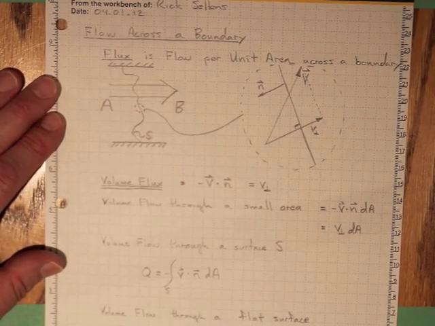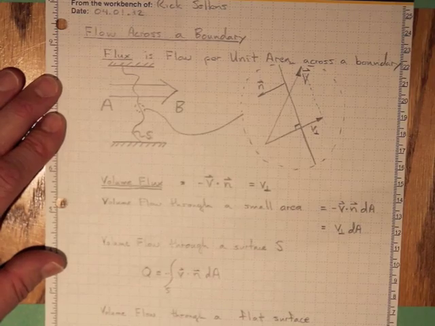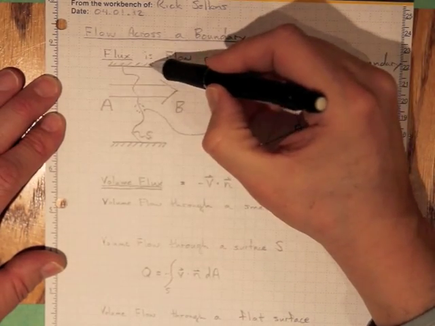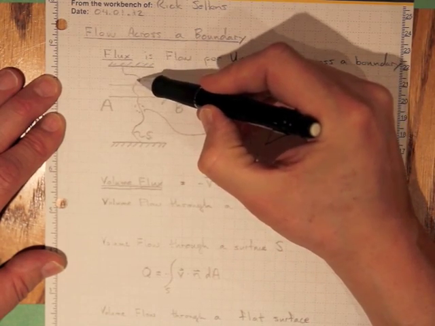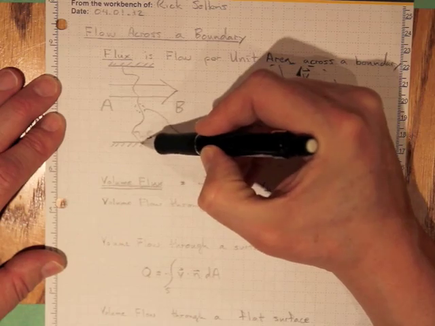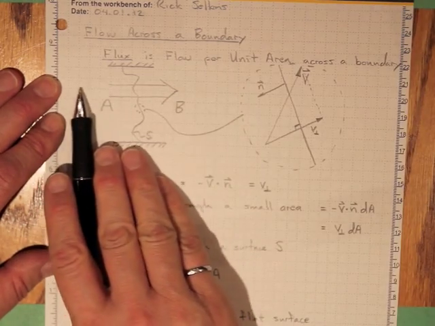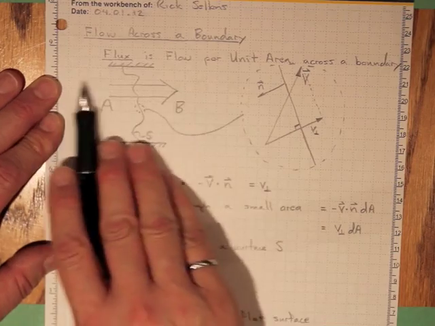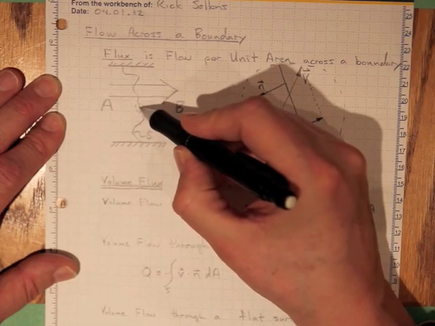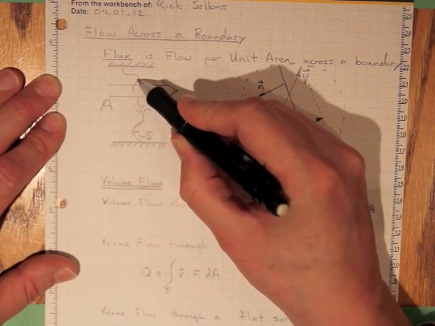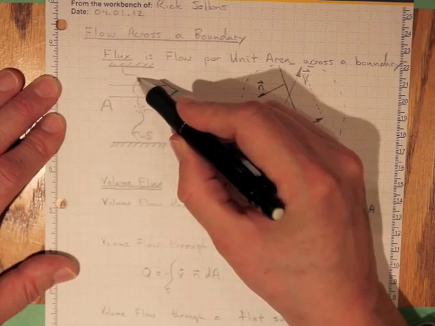Now, how much fluid flows across a boundary? If we have two solid walls, top and bottom, and some boundary surface in between, and the flow is moving mostly from this direction to this direction, from A to B, then everywhere along the surface there's going to be some flow crossing the boundary.